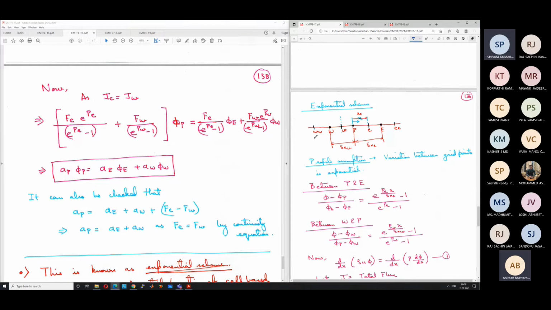Where PE is the Peclet number at this interface and PW is the Peclet number at this interface, which can be easily found. So Peclet number is known at the interface. How? Peclet number is FE by DE. FE is rho into U at east point. So you have to interpolate rho and U at the east point based on the grid point values, this value and this value. And DE is gamma by delta X at the east point. So gamma at the east point has to be interpolated, and delta X is already known from the geometry.